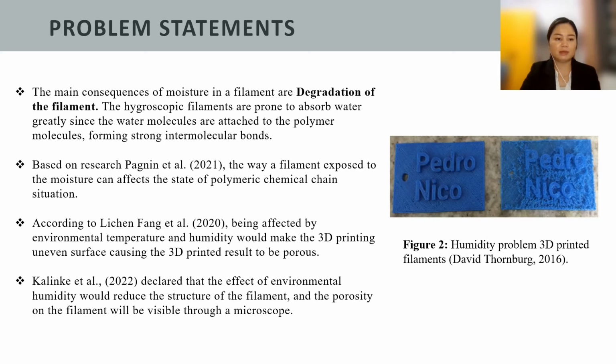Problem statements. The main consequence of moisture in the filament is degradation of the filament. The hygroscopic filaments are prone to absorb water greatly since the water molecules attach to the polymer molecules, forming strong intermolecular bonds. Based on research by Pagnin and others, 2021, the way a filament is exposed to moisture can affect the state of the polymeric chemical chain. According to Li Peng and others, 2020, being affected by environmental temperature and humidity will make the 3D printing surface uneven, causing the 3D printed result to be porous.